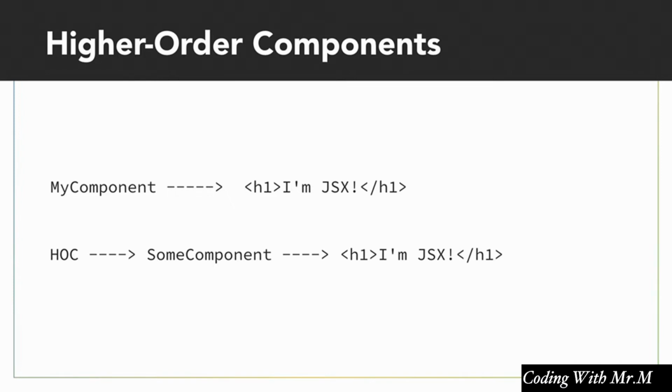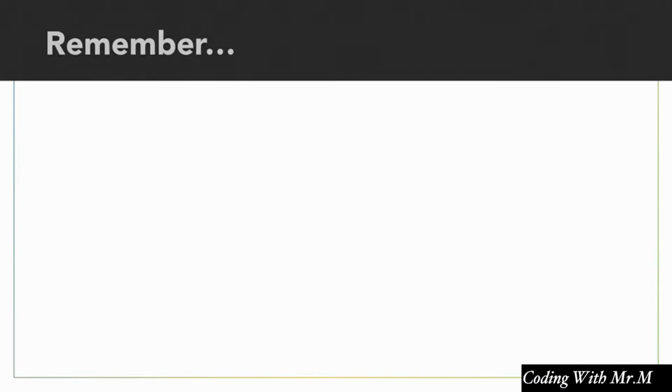Now, if that still sounds confusing, just remember one thing for now before we take a look at our examples, and that is that higher order components are just functions that return components. So if you want to think about them as sort of component factories, right? Functions that you can call to create new components. If that works for you, then go ahead and think about it that way for now.